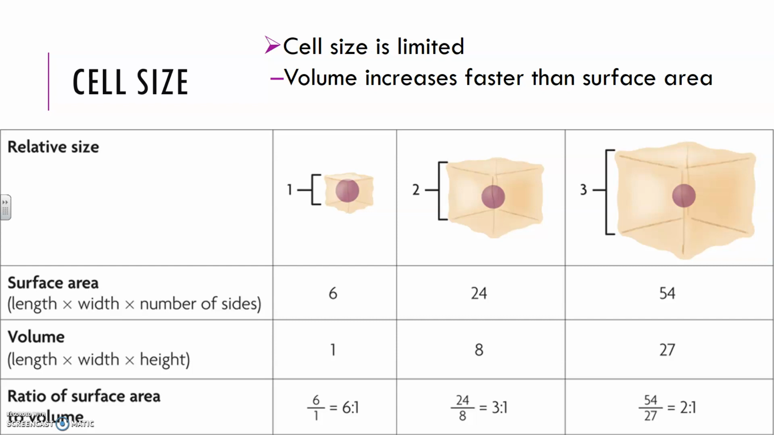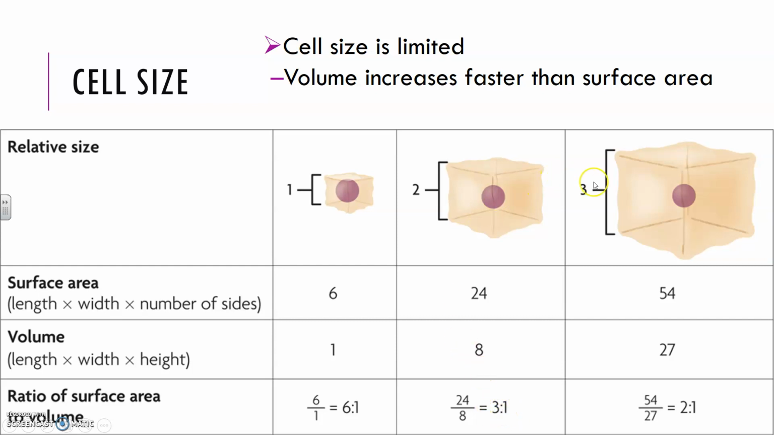Okay, so the surface area has decreased relative to the volume by quite a bit. It was 6 to 1 here. You had much more surface area when compared to your volume. Now, volume is a lot closer to the surface area proportionally.